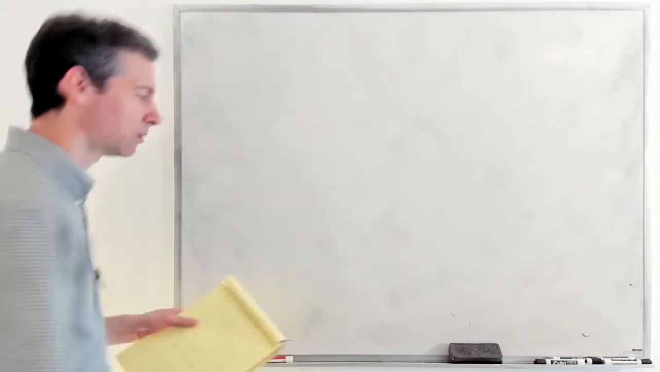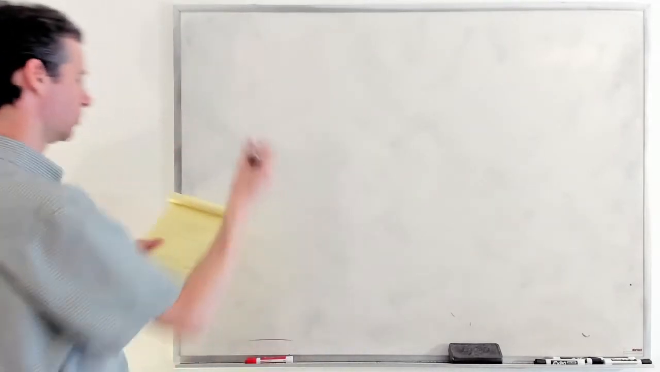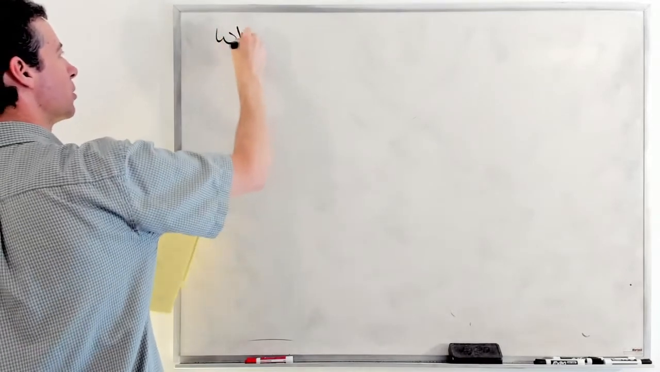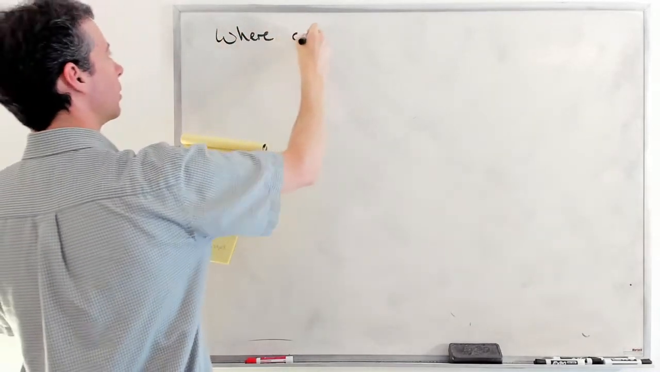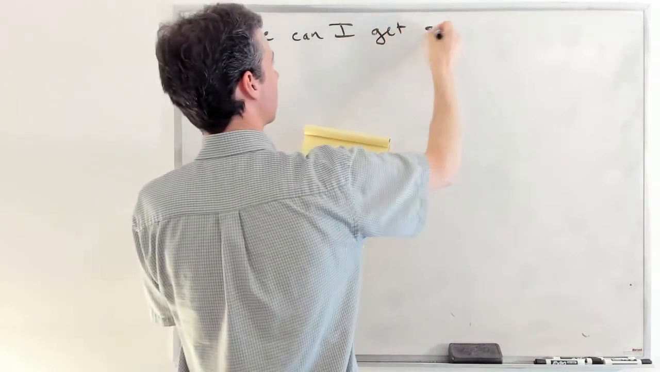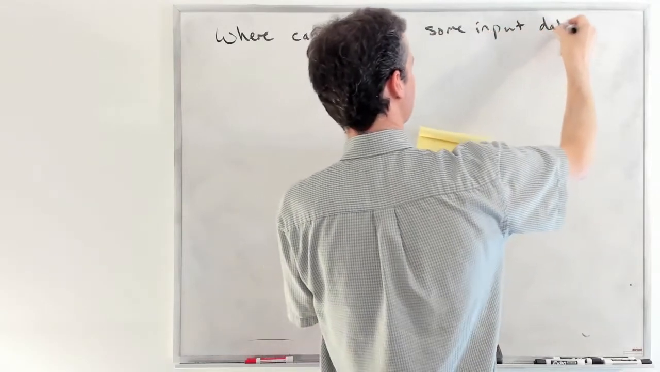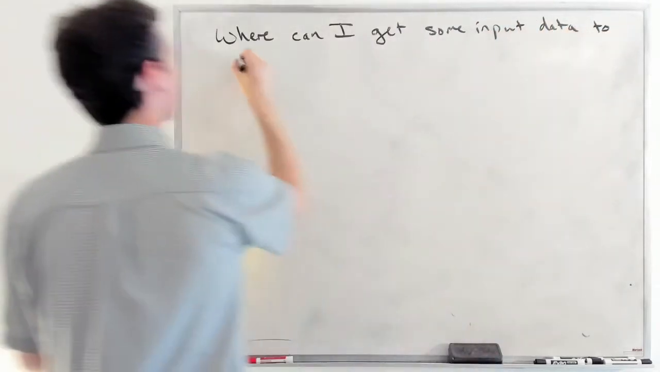All right, so, where should we get these inputs from? This is basically the question. Where can I get some input data to check my code?